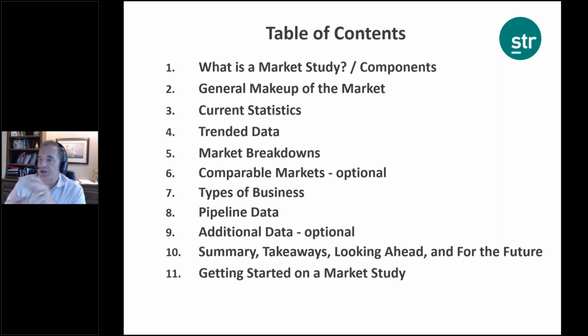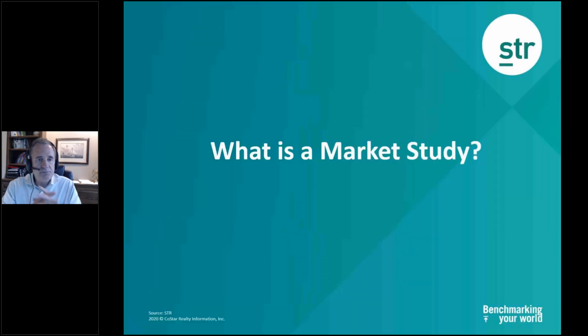So here's our table of contents for this section. We're going to learn the various components, and then we'll go through the major components listed here: general makeup, current stats, trended data. There are a few in here that are optional. Those are in the extended version. But we'll be looking at all these different chapters as we go through this particular section.